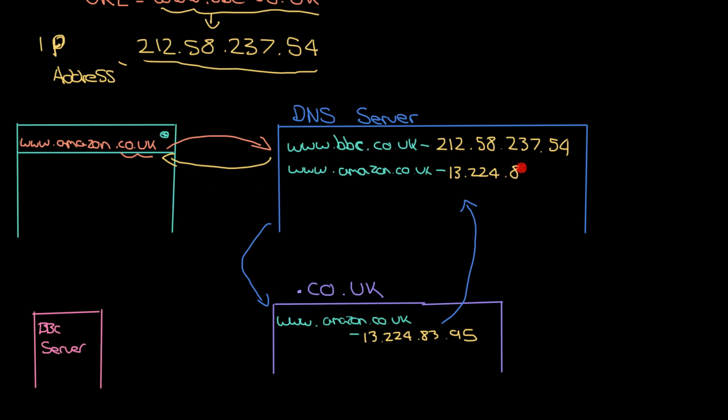So now the DNS server knows the IP address, and it can send it back to the browser here, and the browser then accesses the Amazon web page. Okay, so that's how that whole system works.